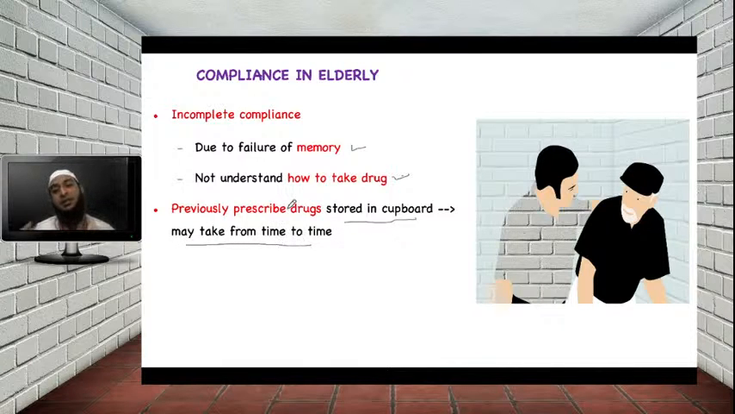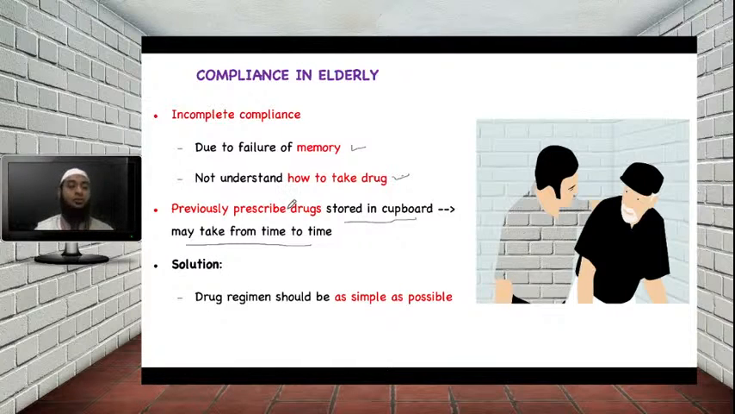Maybe a new prescription is given, but the elderly patient already has the drug in a cupboard or in the drug box, so they take the old drug along with the prescription drug. So it may lead to inadvertent overdose or drug interaction. Okay, so this could also be a possibility.